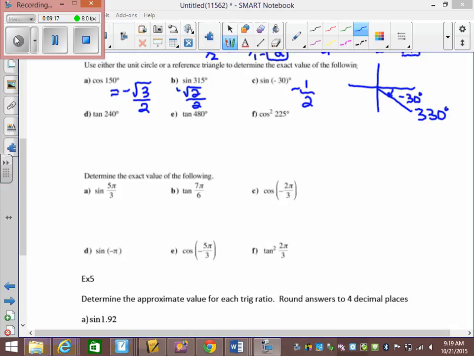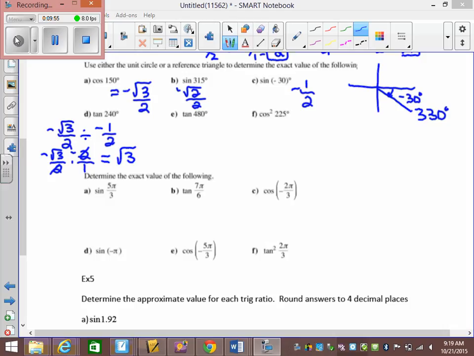Tan of 240. Tan is what over what? It's y over x. Sine over cos, y over x. So at 240, it's going to be negative root 3 over 2 divided by negative a half, which is negative root 3 over 2 times negative 2 over 1. The 2's can cancel. A negative times a negative is a positive. So it's just root 3.